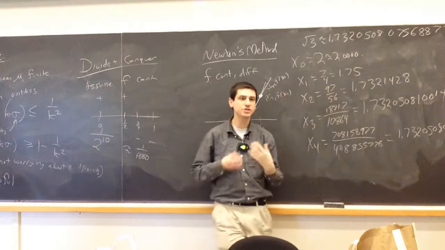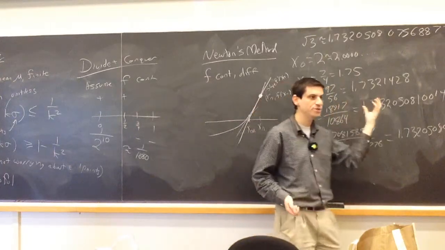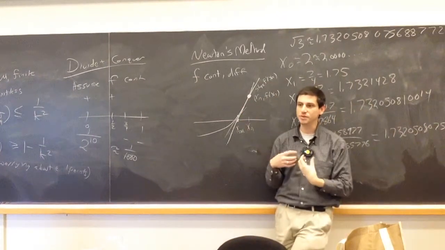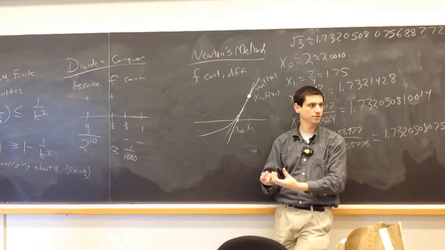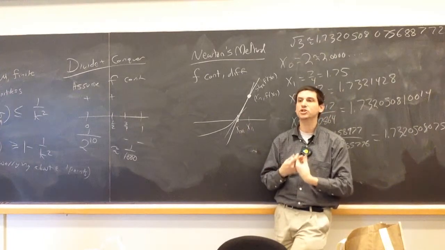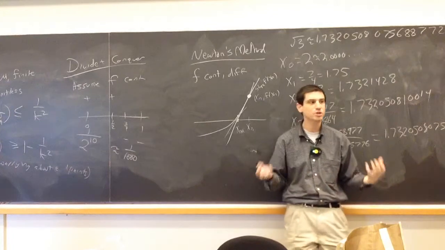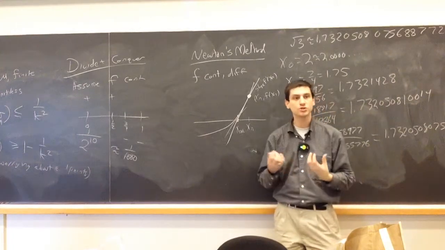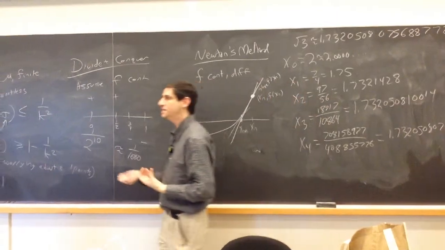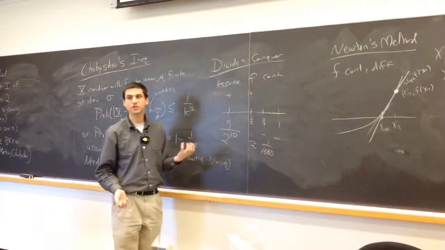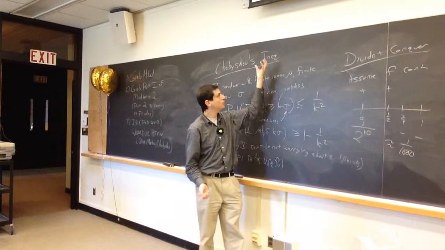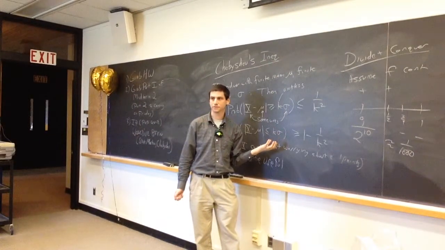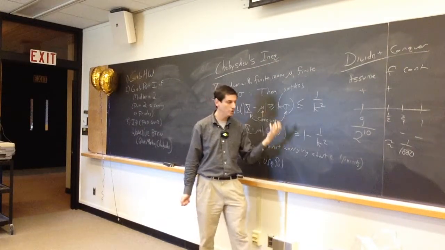So I hope this gives you some sense, not just of the power of Newton's method, but the power of the central limit theorem over Chebyshev. Okay? The central limit theorem is going to be a lot stronger than Chebyshev because we're assuming a lot more about our distribution. Not surprisingly, the more we assume, the more we can prove. The difficulty is that those assumptions are not always met. And that's why Chebyshev still has a place. Because there will be times when we will not know all those things.